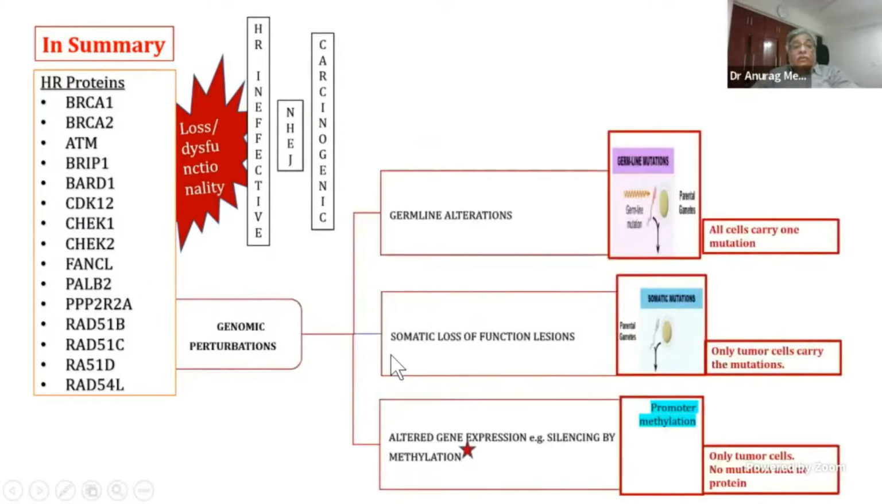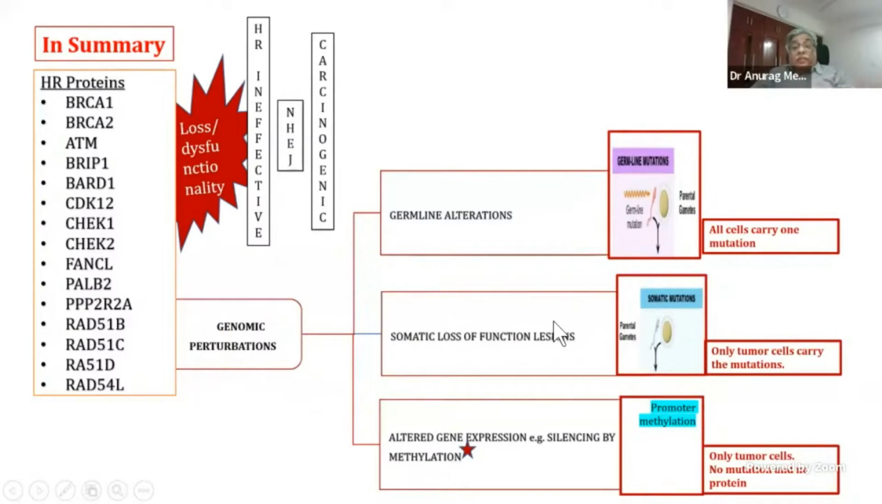And this is because of several genomic perturbations, and these genomic perturbations can be in the form of germline alterations, where a mutation is running in the bloodline and has come from one of the gametes, the spermatozoa or the ovum, and this mutation is carried by all the cells of the body.